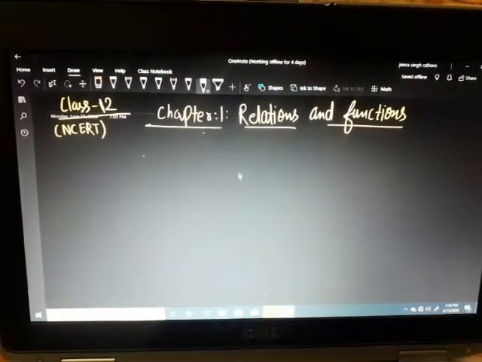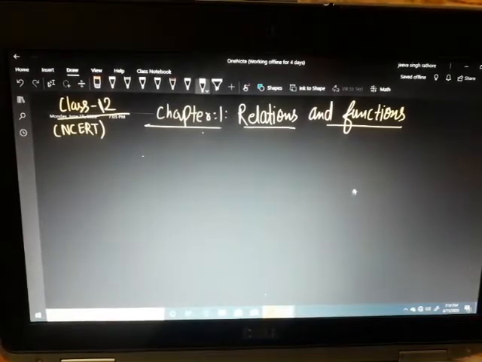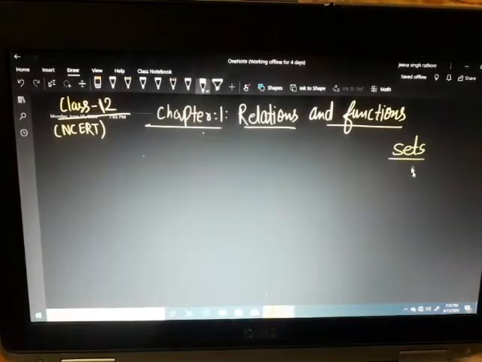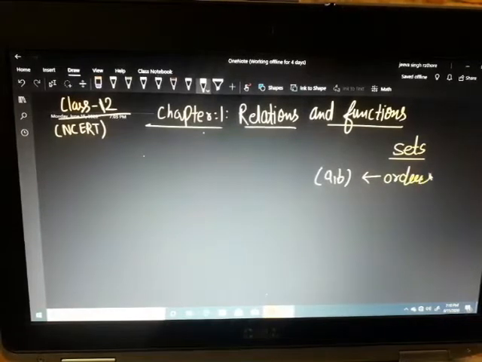Today we are going to discuss the chapter number 1, relations and functions. Before going to the topics, I want to recall what you have read in class 11th. You have read about sets, a well-defined collection of objects, and you have also learned about (a, b). This is the ordered pair.